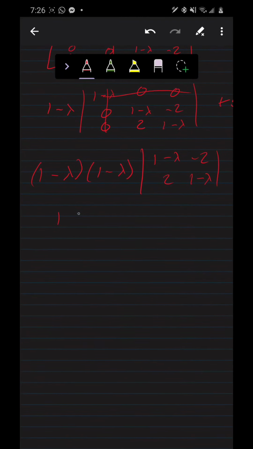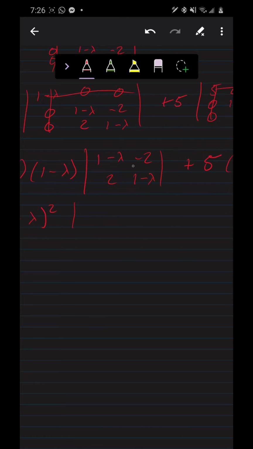Okay. Now from here, we're going to combine these two. So this is going to be 1 minus the eigenvalue squared. Let's make our life easier, so we're going to square it. And then for this one, we're going to cross multiply.